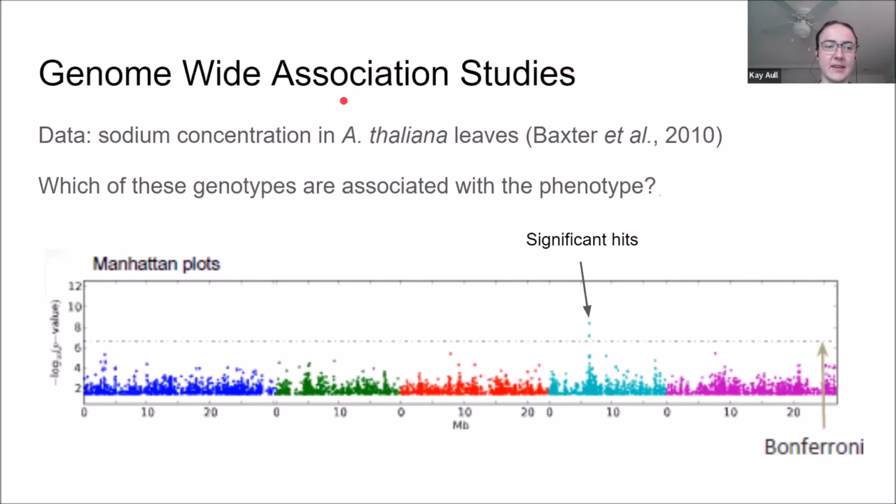And this style of plot, it's called a Manhattan plot. The idea is that it looks like a city skyline. It has these occasional skyscrapers. And what the axes are, the x-axis is distance along the genome. In this case, it's colored to indicate the different chromosomes. And then the y-axis is the p-value of that hit.